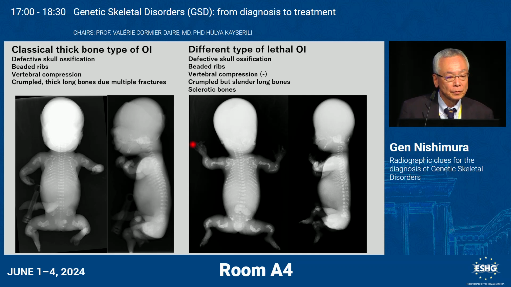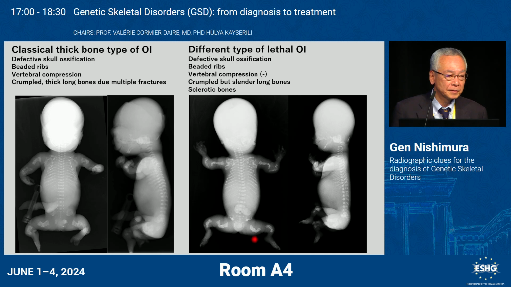Here you can see classical thick bone type of OI. You can see defective skull ossification, beaded ribs, vertebral compression, and crumpled thick long bones due to multiple fractures. On your right, you can see a different type of lethal OI. Again, you can see defective skull ossification, beaded ribs, but vertebral compression doesn't exist. Long bones are crumpled, but slender, not thick. Also, you can see some sclerosis of long bones.